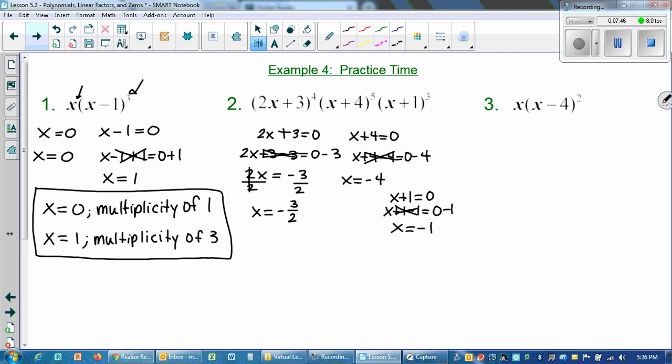So I will look at the exponents on each of my factors. I have a 4, a 5, and a 3. That means my multiplicities will be different for each zero. So my first zero, x is equal to negative 3 over 2. Since the exponent was a 4, I have a multiplicity of 4. My second zero, x is equal to negative 4, had an exponent of 5, which means I have a multiplicity of 5.